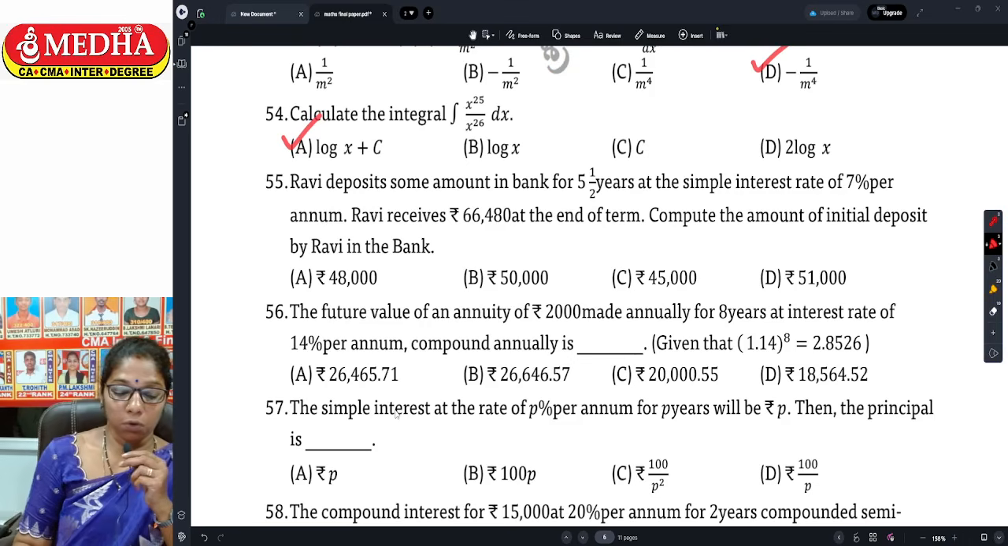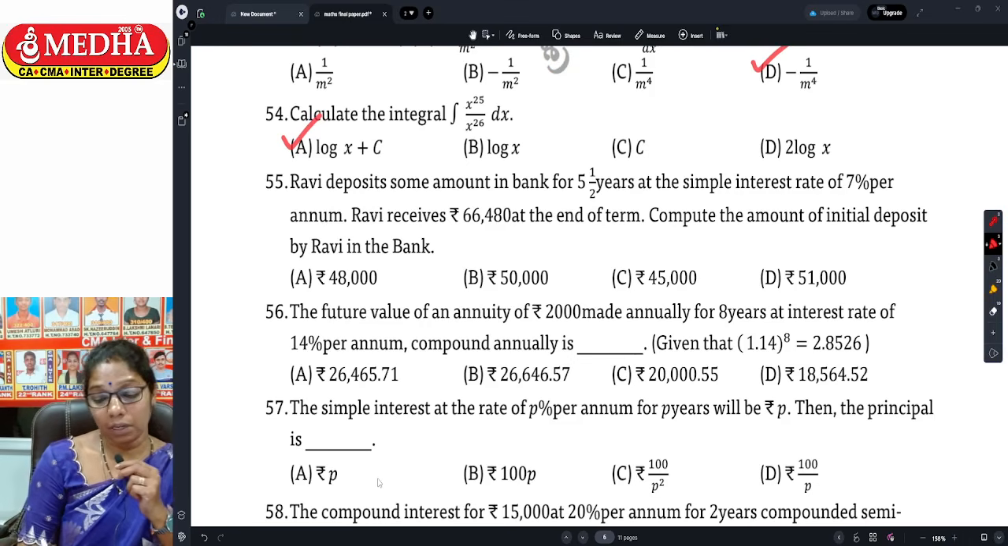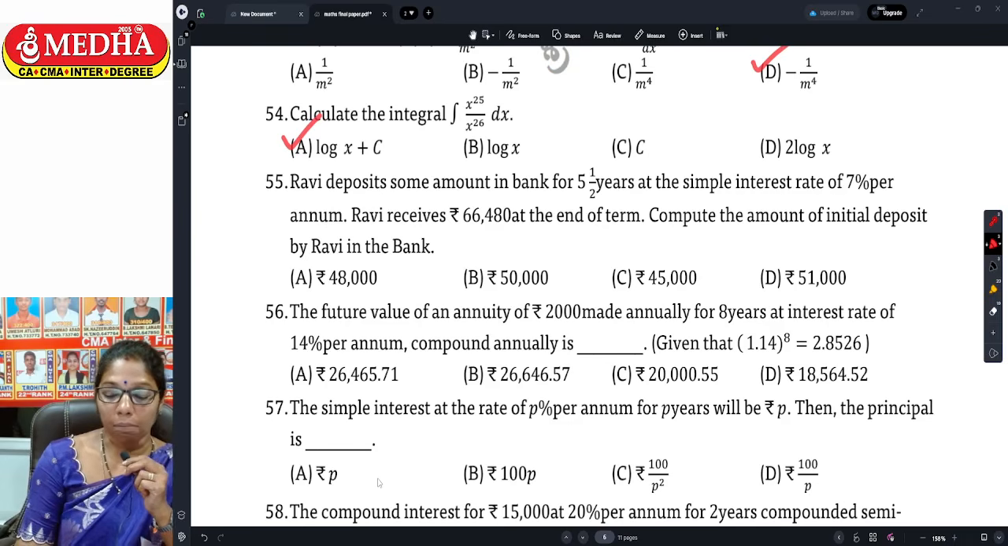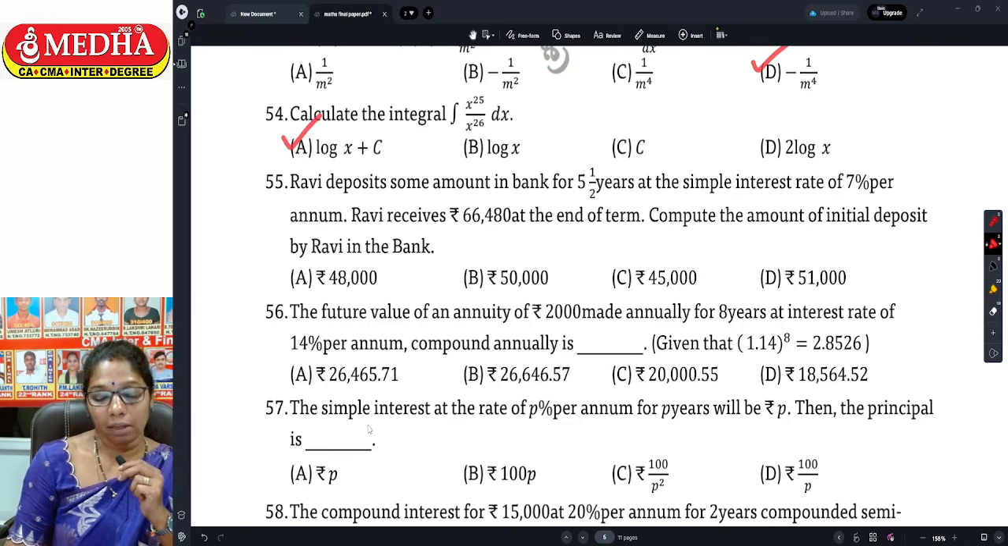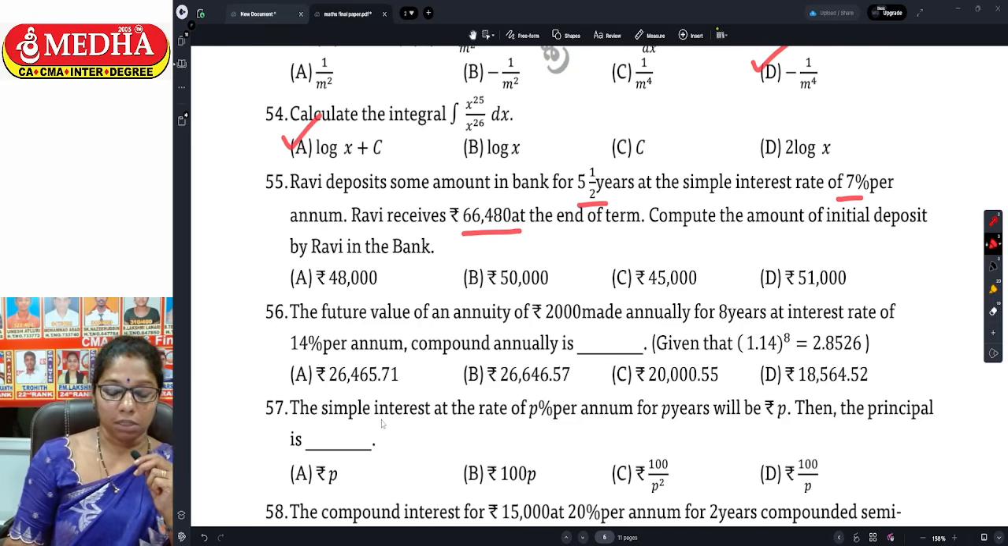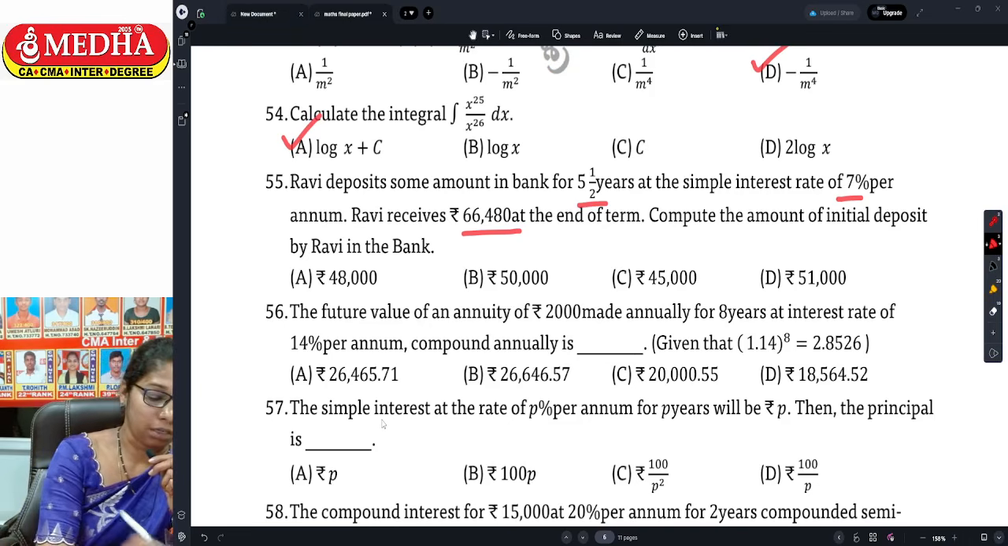Next question, Ravi deposited some amount in a bank for 5.5 years at the simple rate of interest 7% per annum. Ravi receives 66,480 at the end of the term. Compute the amount of initial deposit by Ravi in the bank. So they asked how much was the initial deposit in the bank. He receives the amount, time is given, rate is given. So find the principal. So principal P is equal to, we can write 100 into A by 100 plus TR. We can apply that form.